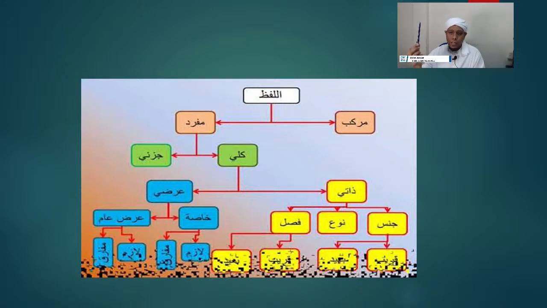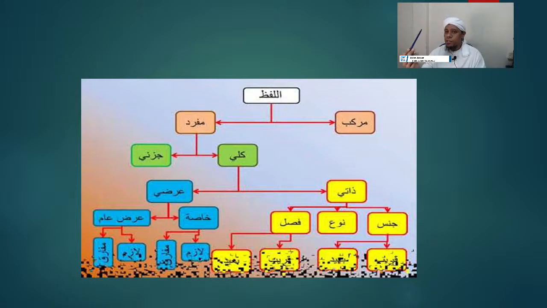So the difference between zat and arad is that zat stands on its own, whereas arad subsists within the zat. It subsists within the entity. In English, we also call essence the entity. So the color of this pen is an accident, arad.